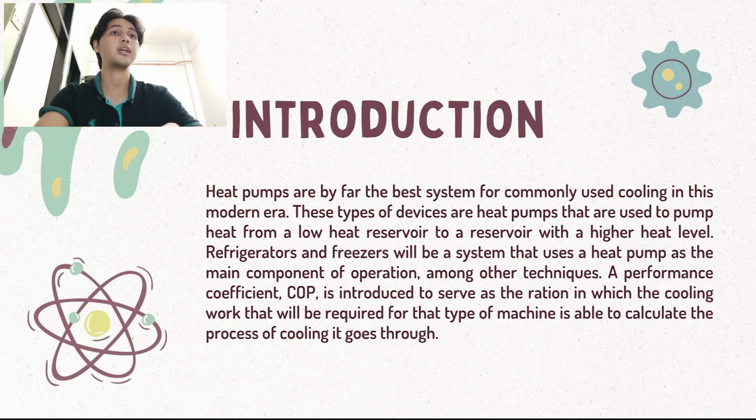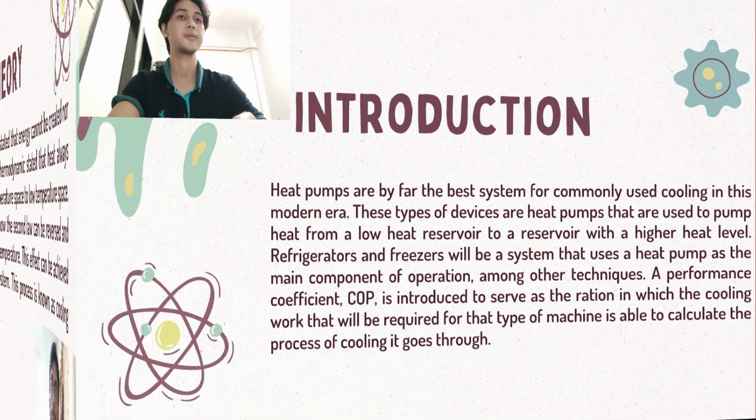In this modern era, heat pumps are by far the best system commonly used for cooling. These are heat pumps that are used to transfer heat from a low heat reservoir to a higher heat reservoir. There are two types of system. First, we have the refrigerator and freezer. Other than that, we use the heat pump as the main component of operation. COP, standing for coefficient of performance, is introduced to serve as the ratio in which the cooling work required for the type of machine can calculate the cooling process it goes through.